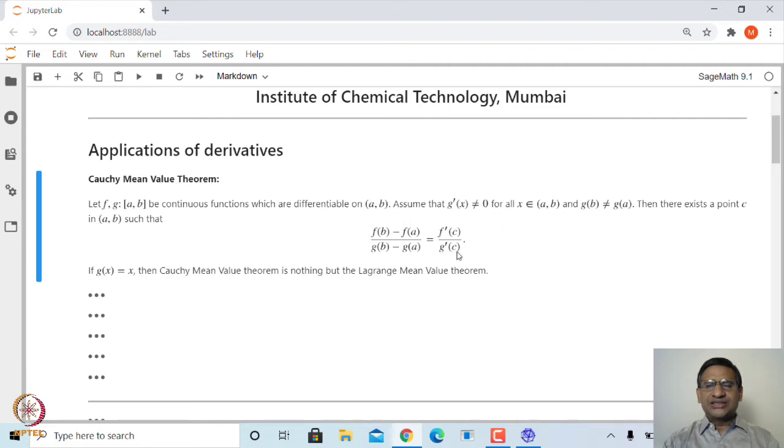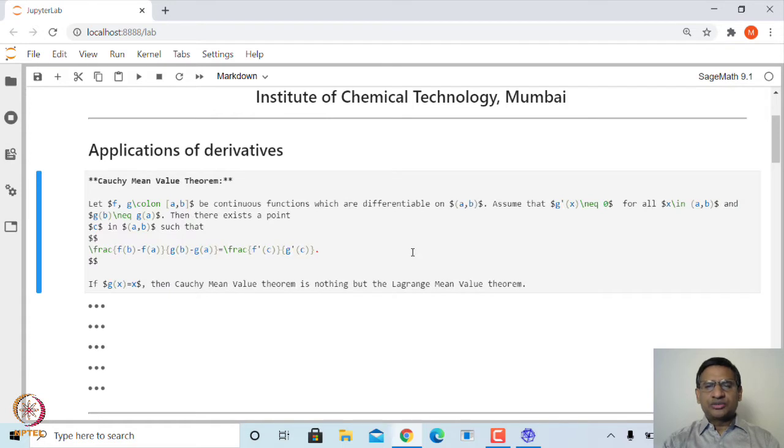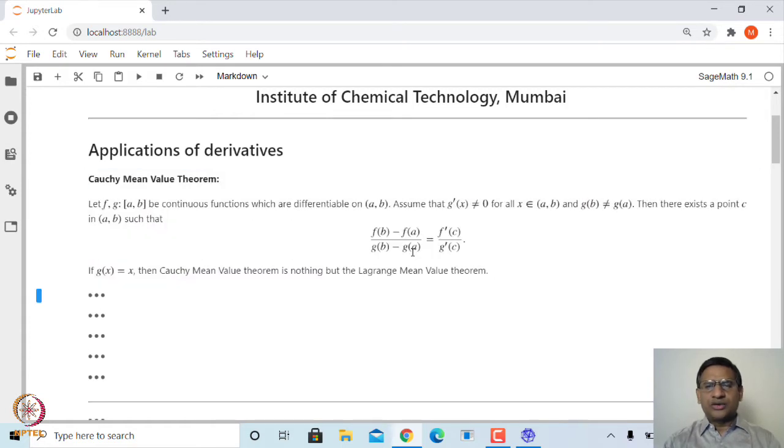If you notice, g'(c) is in the denominator, and that is why we need the condition g'(c) non-zero. And in this case, if you look at g(x) equal to x, then what will you get on the left hand side denominator? It is nothing but b minus a. On the right hand side, it will be f'(c). So, that is nothing but Lagrange mean value theorem. So, you can think of Lagrange mean value theorem as a particular case of Cauchy mean value theorem.